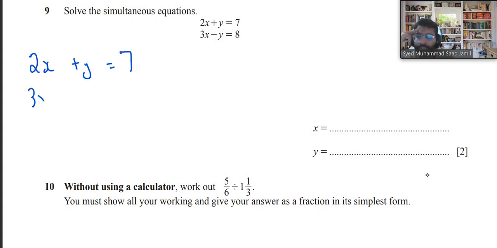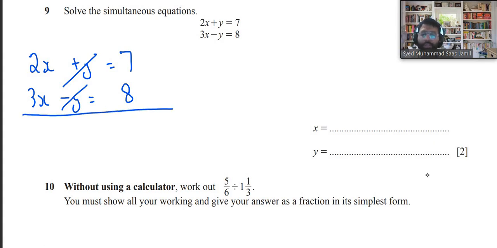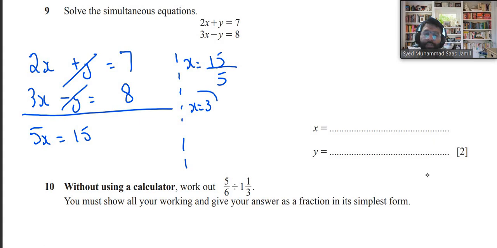Minus y is equal to 8. So look, plus y minus y gets cancelled out. This is the elimination method. 2x plus 3x, we write 5x is equal to 7 plus 8, which is 15. So x is equal to 15 divided by 5, x is equal to 3.